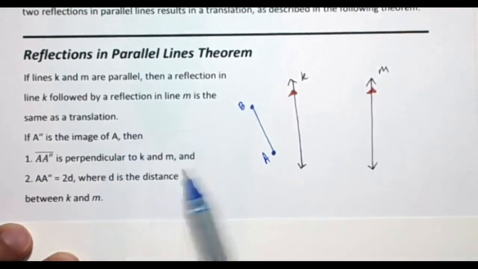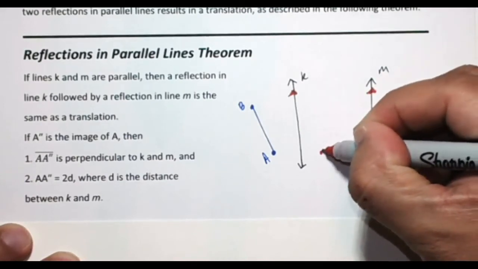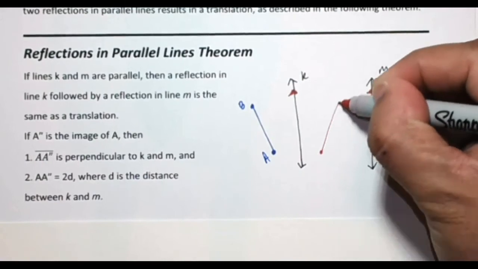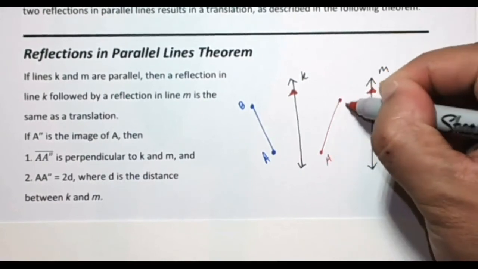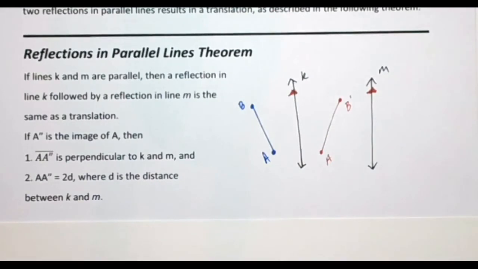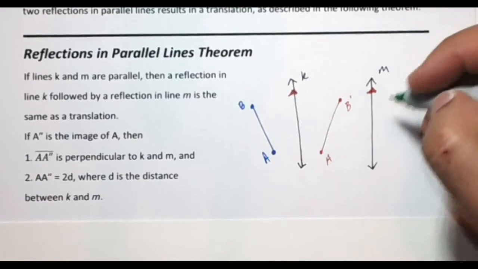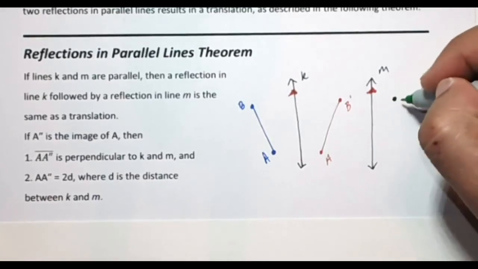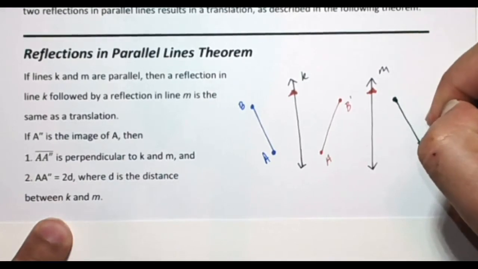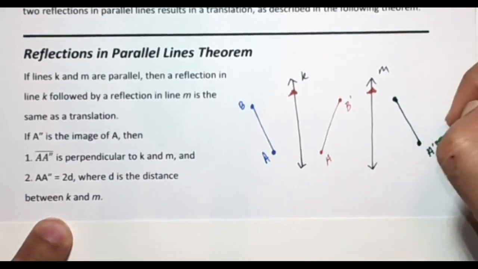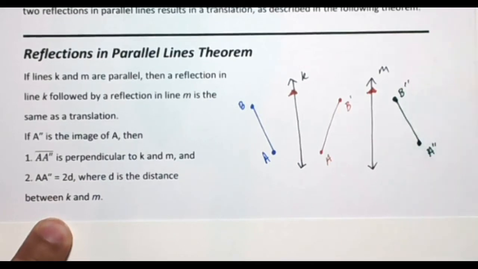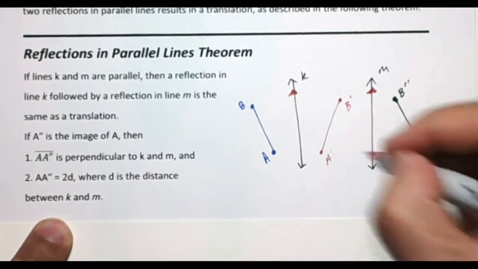The theorem says that if I take this segment AB and reflect it across line K, let's do that, and we'll have another line segment here. This would be our A prime, B prime. And then I take the segment A prime, B prime, and reflect it across line M. That's going to put this back over here to something like this. This would be A double prime, B double prime. And I forgot my apostrophe here.